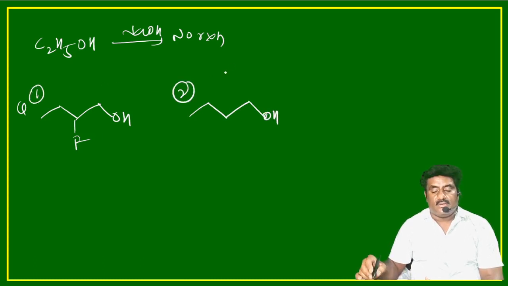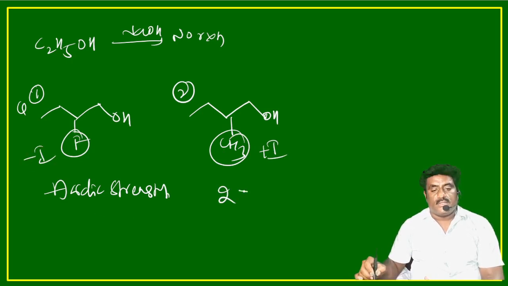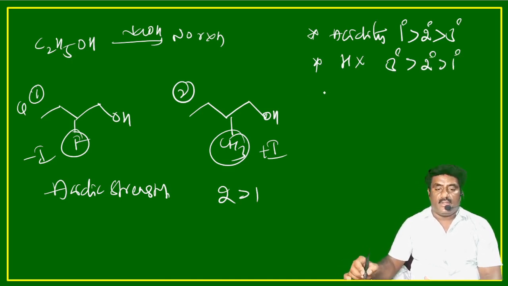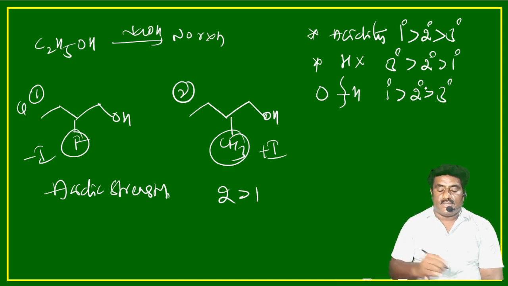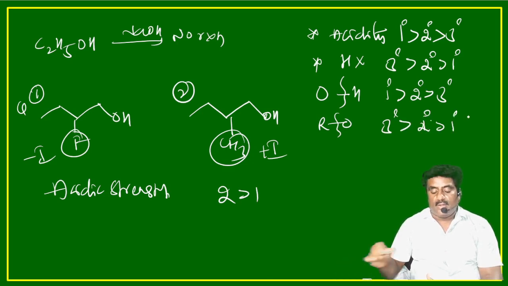So the second one is greater in acidic strength. The first has CH3, a positive inductive effect, and the second has F, a negative inductive effect. So the second is greater than the first. In acidity, primary is greater than secondary, which is greater than tertiary. In hydrogen halide reactions, the order is tertiary, secondary, and primary. So in OH bond cleavage, primary is greater than secondary, which is greater than tertiary. In RO bond cleavage, tertiary is greater than secondary and primary.